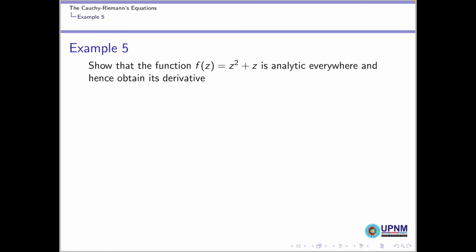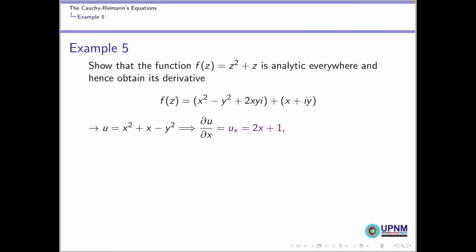Example number 5 is to show that the function f(z) equals z squared plus z is analytic everywhere and hence obtain its derivative. What we do is, again, substitute x plus iy in z squared plus z. From here, we extract the u component and v component in terms of x and y. Then only can we get the partial derivatives u_x and u_y.